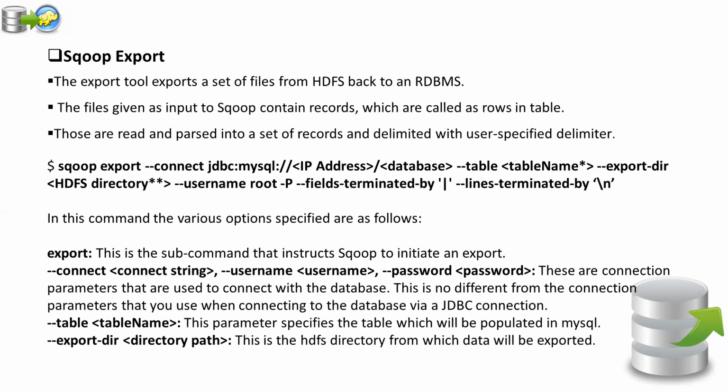Export. This is a subcommand that instructs Sqoop to initiate an export. And if I talk about the connect string, username, and the password, these are the connection parameters that are used to connect with the database. This is no different from the connection parameters that you use when connecting to a database via a JDBC connection. Hyphen table name. This parameter specifies the table which is to be populated in MySQL. And export directory, that is the directory path. This is the HDFS directory from which data is going to be exported.